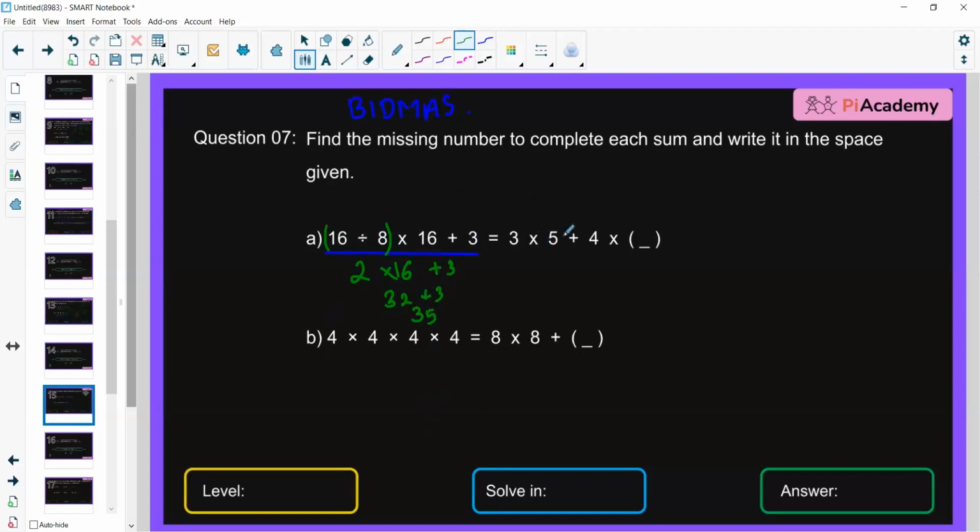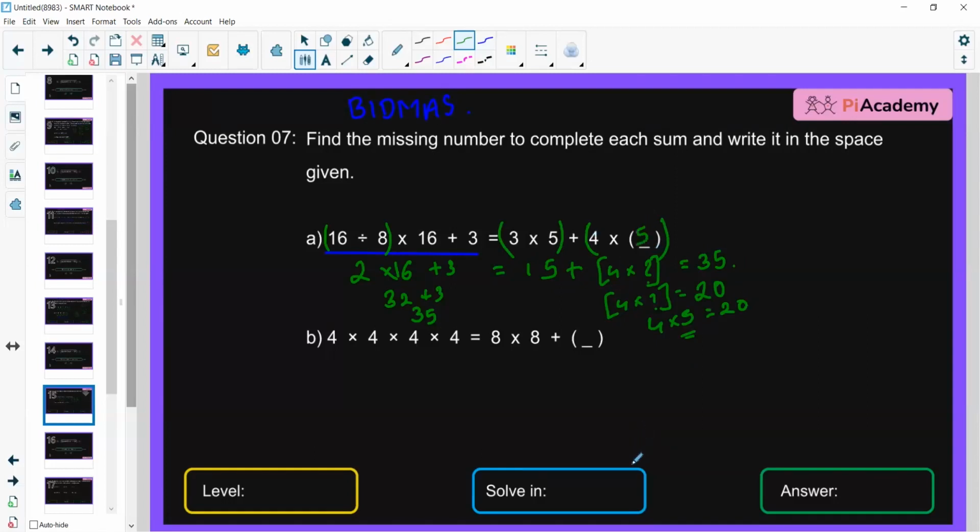So let me just shift to my right side. What is given? 3 times 5 plus 4 times dash. Okay, so of course I will be performing multiplication first. All right. So what is 3 times 5? 3 times 5 is 15. So 15 plus 4 times something. Okay. What should this answer be? 15 plus 4 times something should give me 35. That means that 4 times something is 35 take away 15, which is 20. So how many times 4 is 20? 5 times, right? 4 times 5 is 20. Eventually giving my answer as 5.